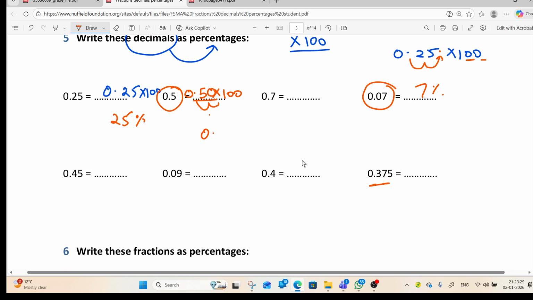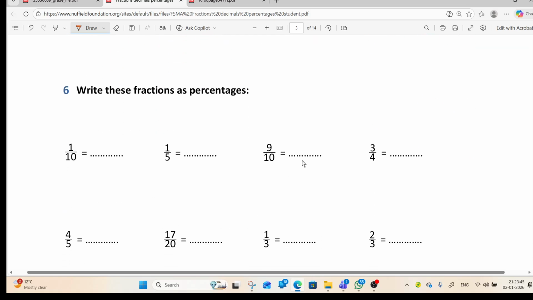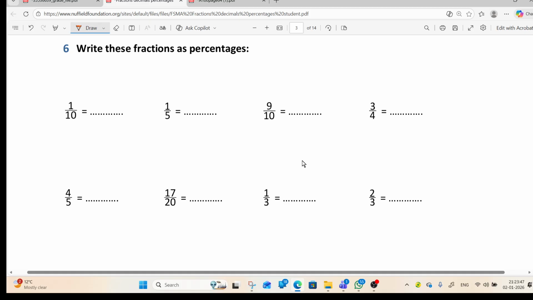37.5%. Very good, 37.5%. 0.09. 9%. Very good, 9%. That's great. Write these fractions as percentages. Again, to convert a fraction into a percentage, we multiply the fraction by 100. Try this first one, 1 over 10.